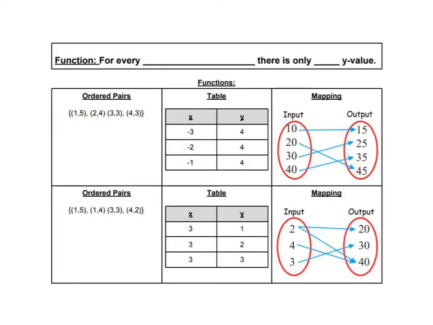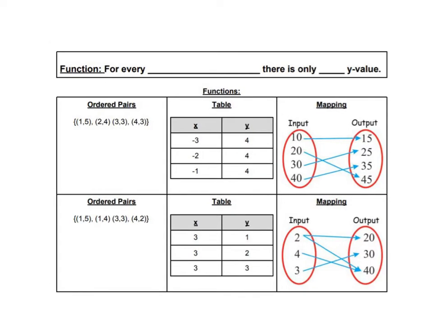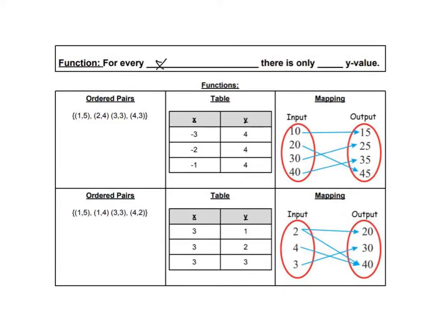Okay class, just a little review of what a function is. What we're looking for is that for every x value, there's only one y value. So when we look at these examples below, and we look at this first ordered pair, if we are looking through our 1, 2, 3, 4, there are no repeats. So we can call that a function, basically saying every x only has one y.